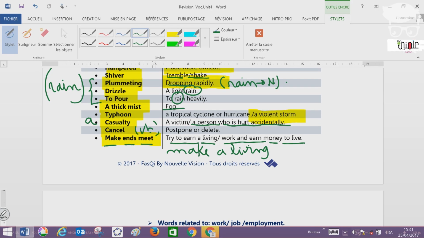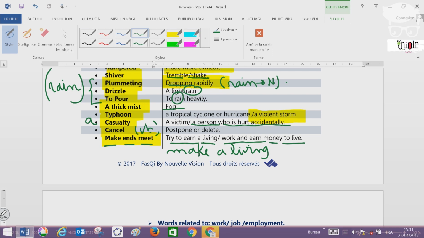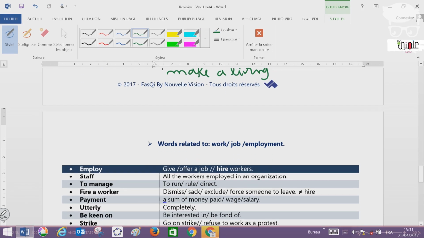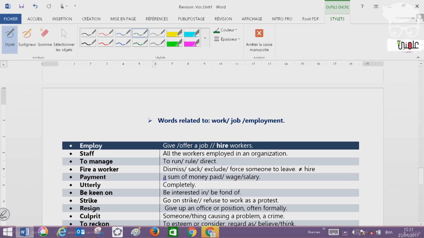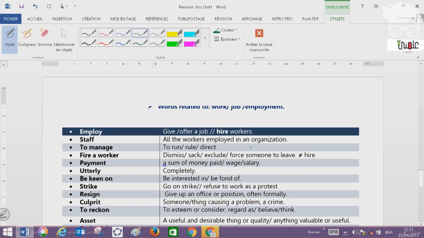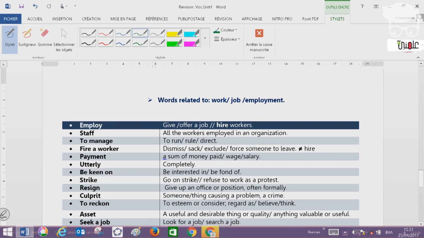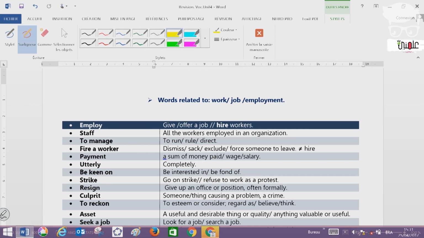Good. So here we are. Words related to job, employment, etc. So let's see. Let's make a sort of spidergram, dear pupils. So let's highlight first work, job, employment, and let's talk. Let's put the key word in the middle.